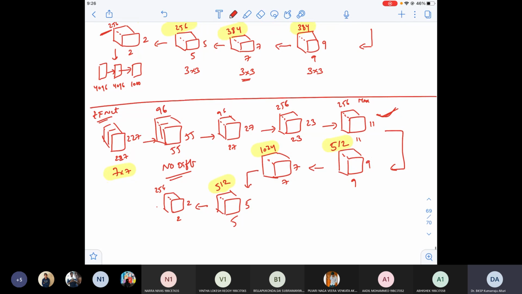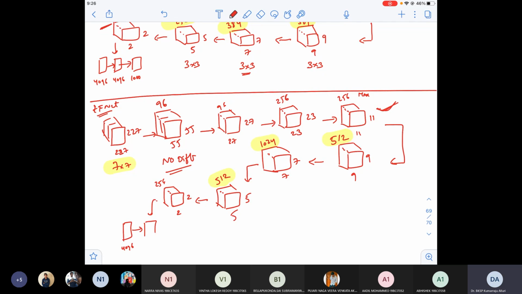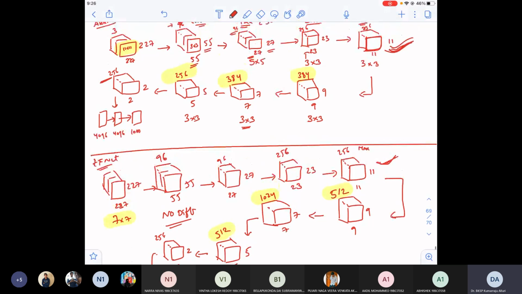And finally after this, we have 4096, 4096, and finally 1000. So in these fully connected layers also, there is no change.